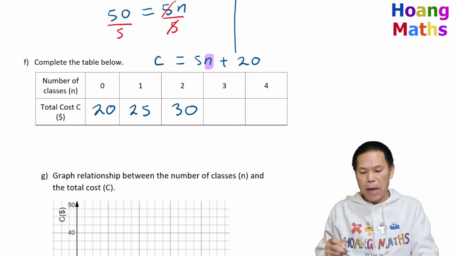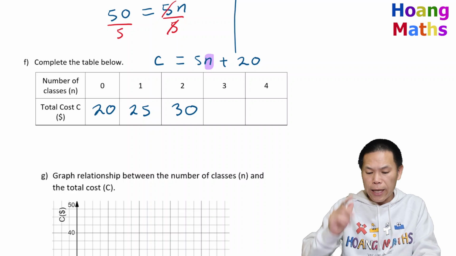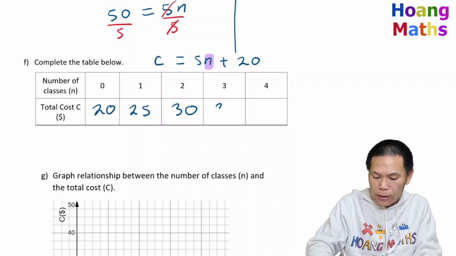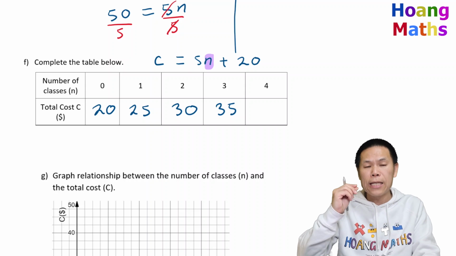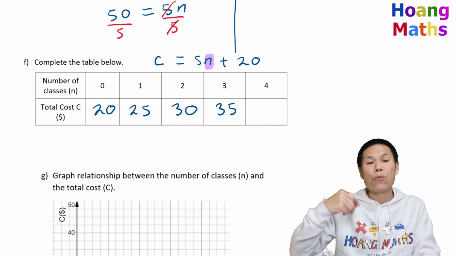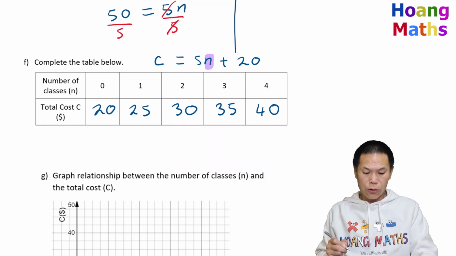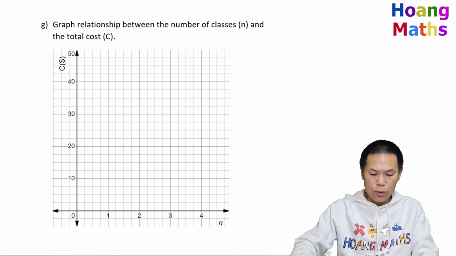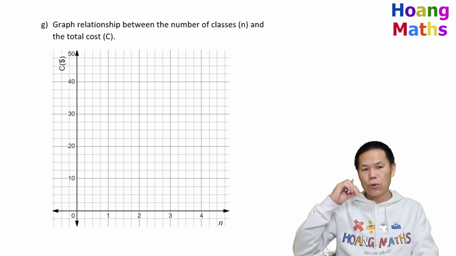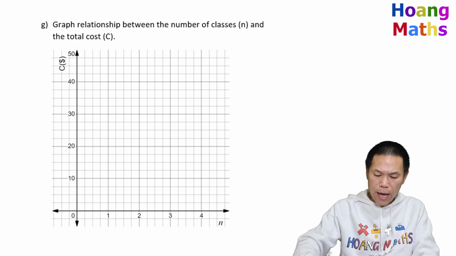And you can see that pattern here. And 3 times 5 is 15. Add 20 is 35. And we know that 5 times 4, because n is 4, will give me 20. We add 20, give me 40. So there you go. Now part G, we need to draw the graph. Okay, so we have to draw the relationship between C and N.